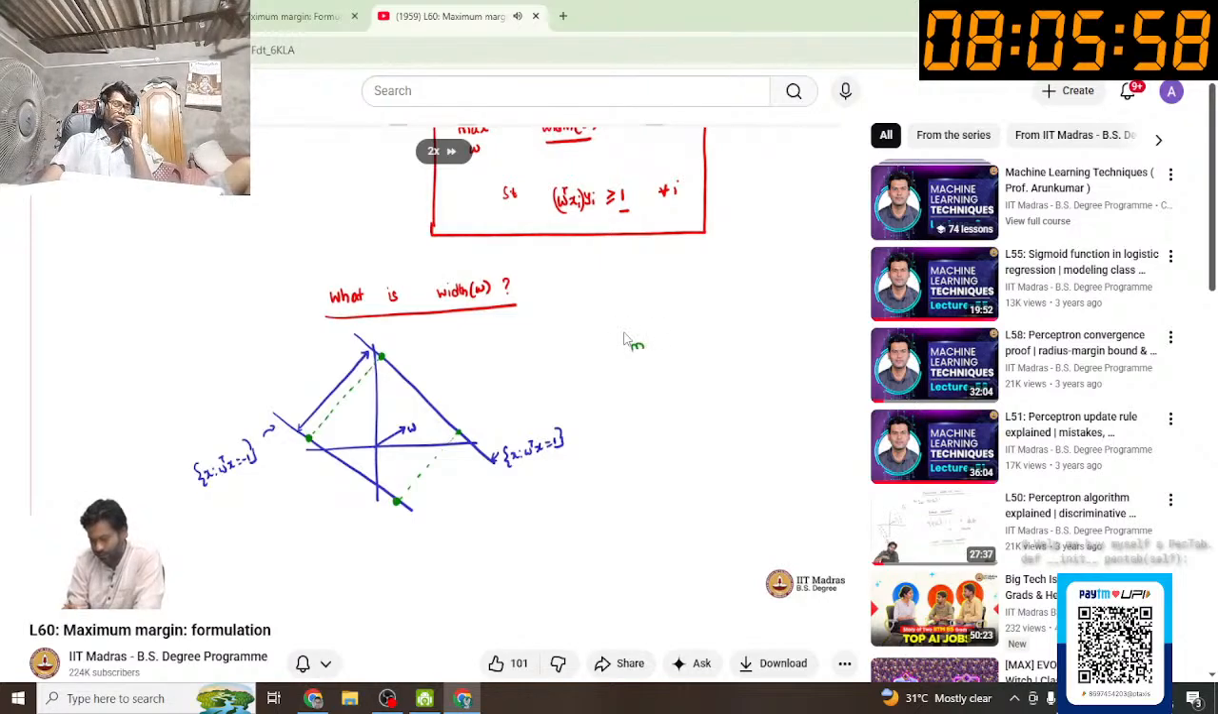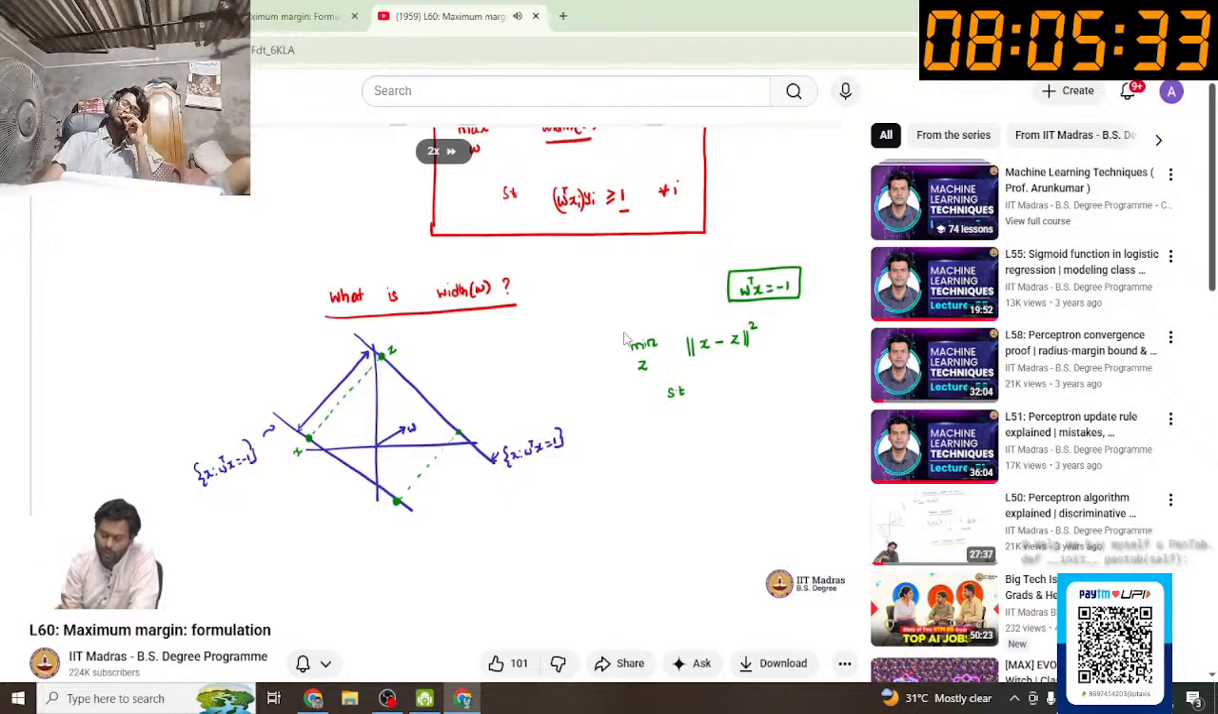So I can set up a problem as follows. I want to minimize over some z the norm, the distance between x and z squared, such that W transpose z equals plus 1. You start with an x which has the property that W transpose x equals minus 1. So x satisfies W transpose x equals minus 1; this is a property of x.